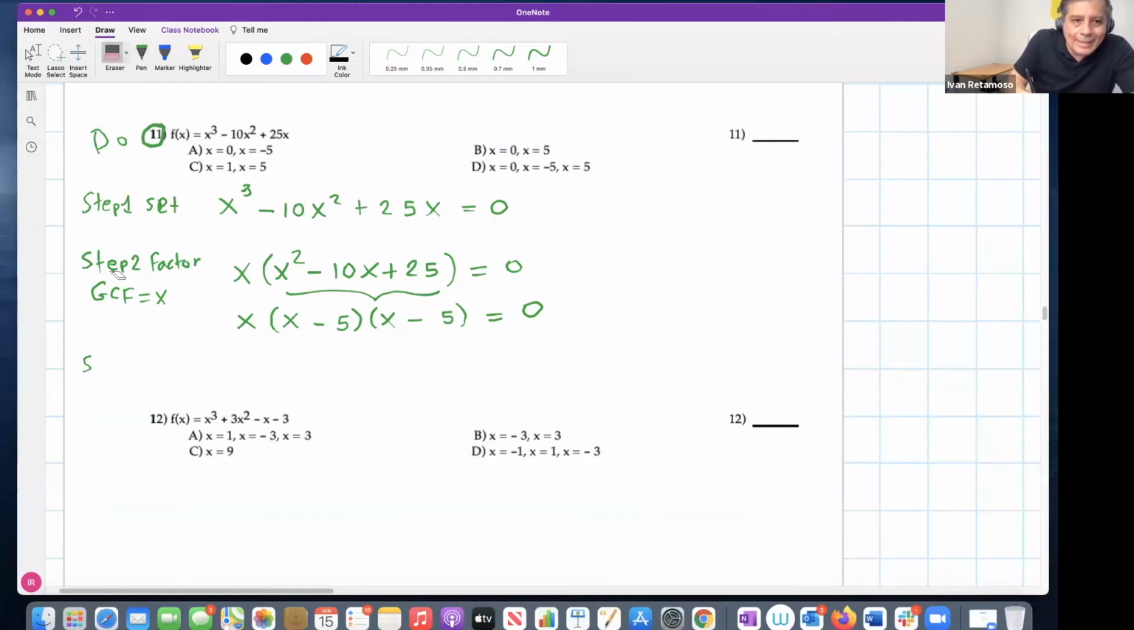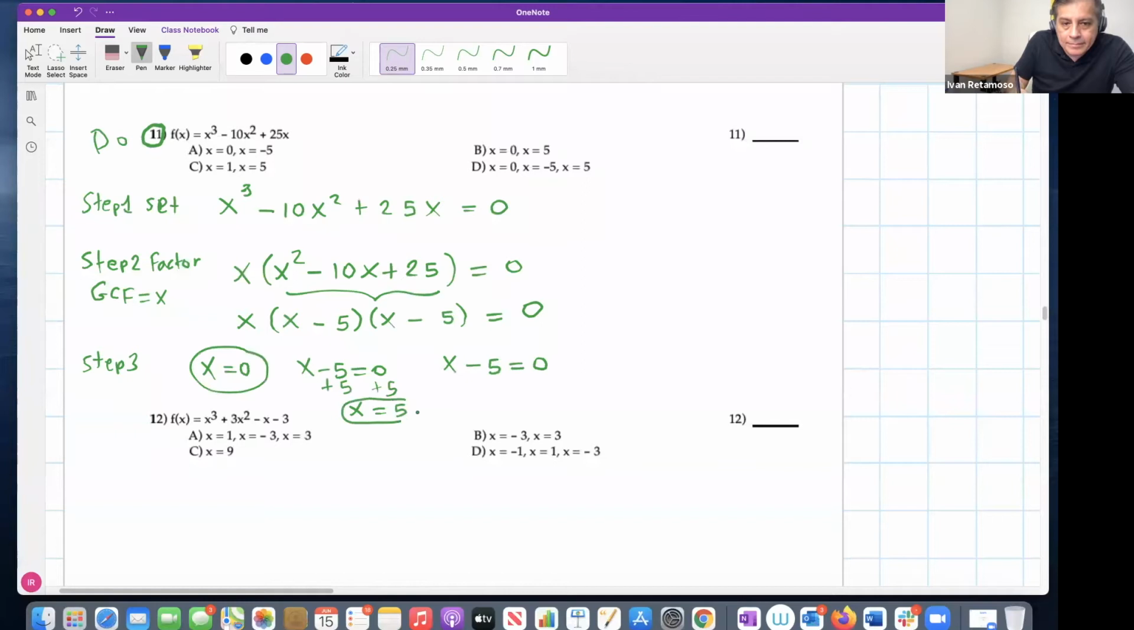Now step 3 says set the factors containing the variable equal to 0. This is one factor containing the variable, you set it equal to 0. This is another factor, equal to 0. Here is the first zero of the polynomial function. Adding 5 to both sides will give you the second zero, x equals 5. Adding 5 to both sides, x equals 5 again. Professor, isn't it repeated? True, these two are the same. So what mathematicians do is this.